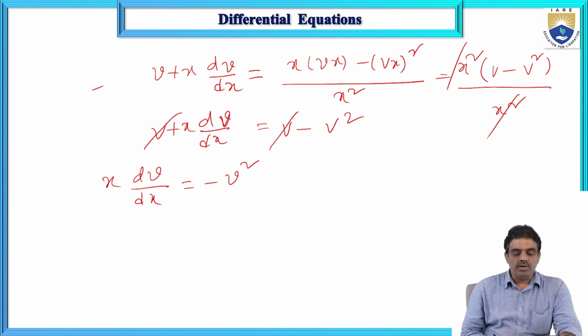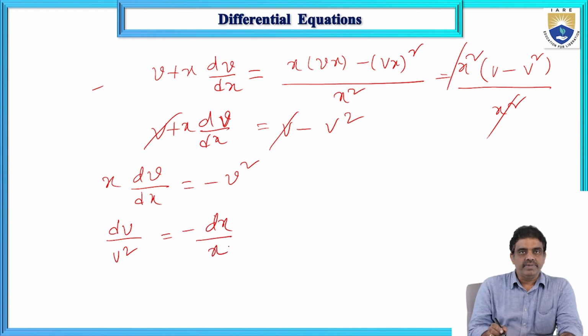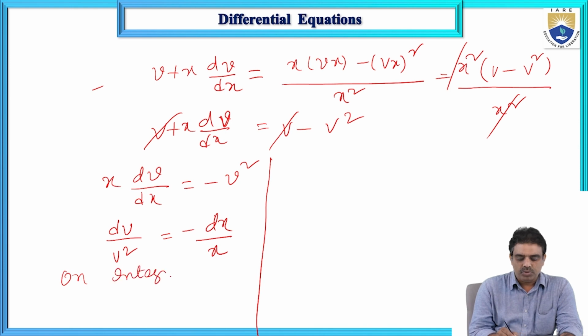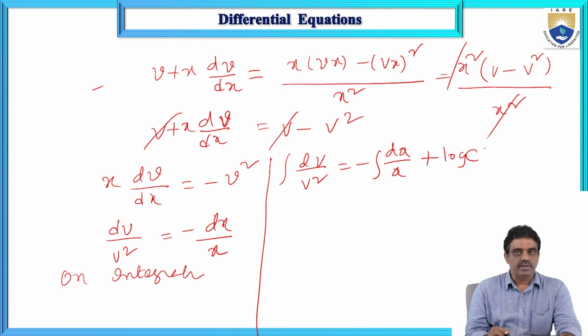Now there is a possibility of separation of variables. We can write v square on the dv side and x on the dx side. So clearly it is in variable separable form, v square on dv side and x on dx side. So the equation becomes dv by v square is equal to minus dx by x. On taking integration both sides, integral dv by v square is equal to minus integral dx by x plus log c, or c, whatever it is.